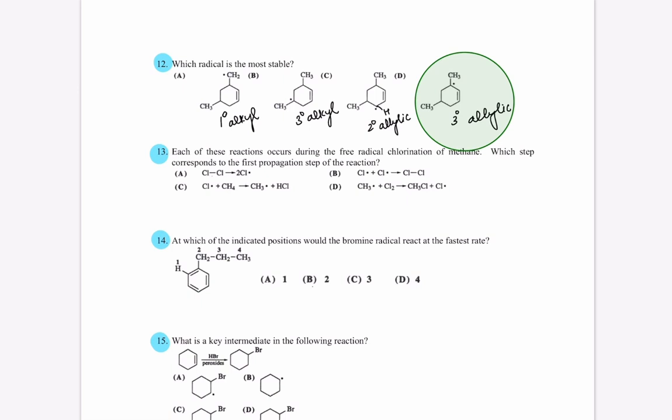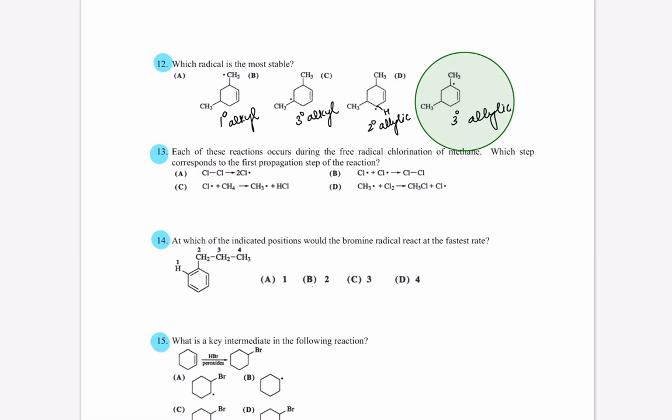Each of these reactions occurs during the free radical chlorination of methane. Which step corresponds to the first propagation step of the reaction? Now let's identify the first propagation step from the list given here. Let's take a look at the first reaction. The first reaction is basically an initiation reaction where a chlorine molecule has been broken down into 2 chlorine radicals. So this is definitely not the answer. And this option B is also not the right answer because this is a chain termination step where the 2 radicals combine together to form the molecule, right?